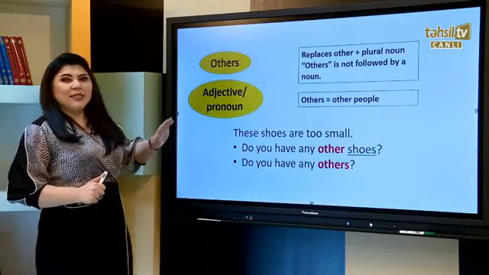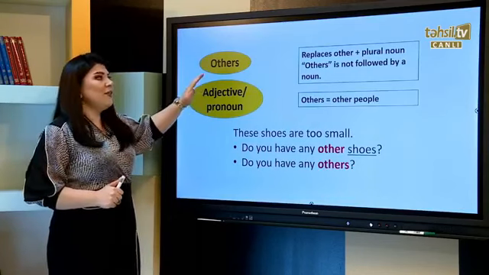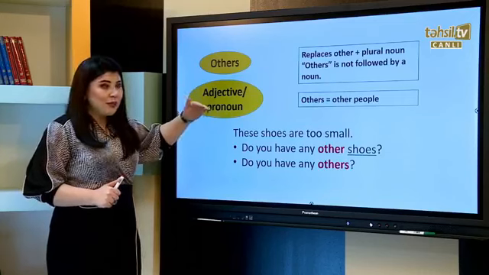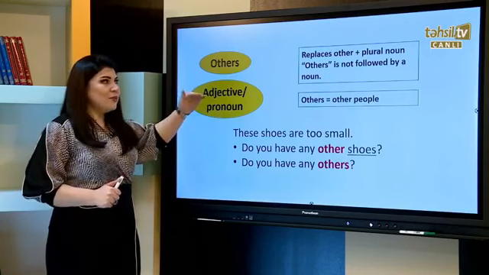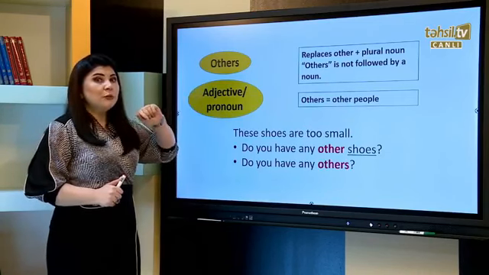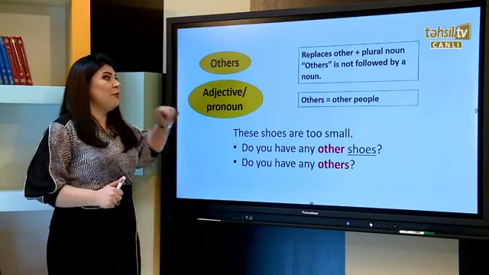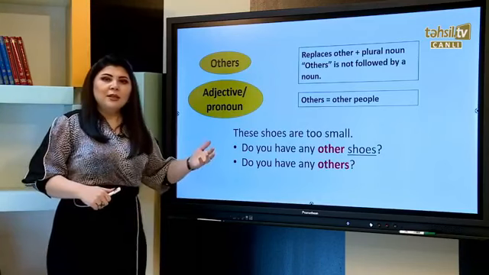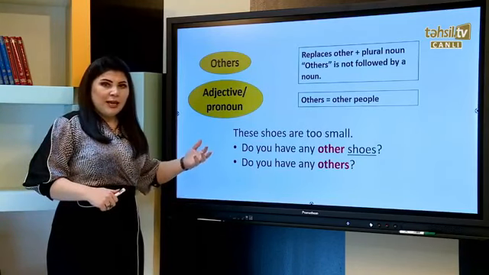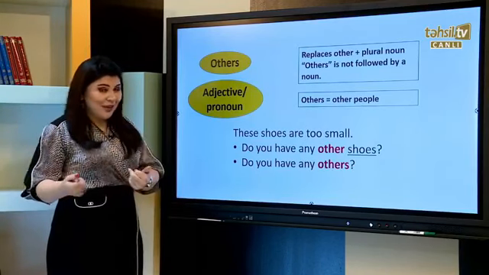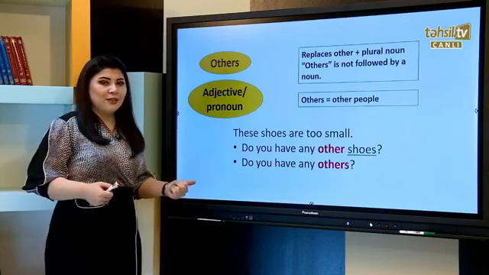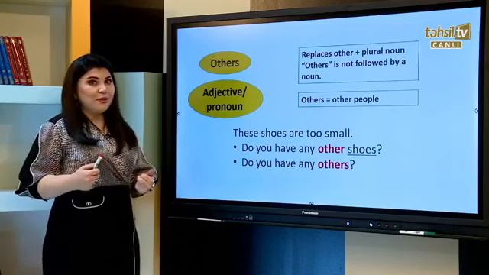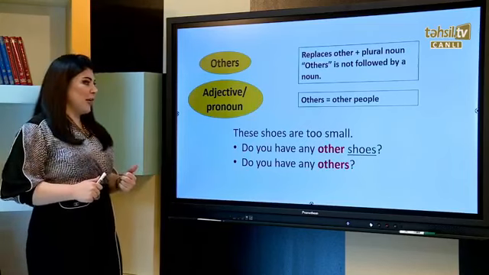Then, let's speak about others. Others replace other plus plural noun, okay? Others is not followed by a noun. Others itself is a pronoun. Others mean other people. For example, some people have red hair. Others, okay, others have brown hair. Or some people have red hair. The other people have brown hair.